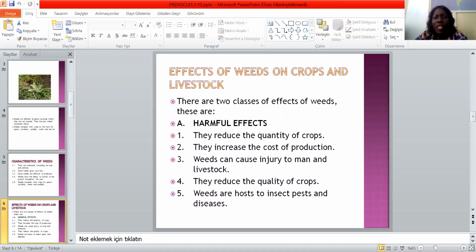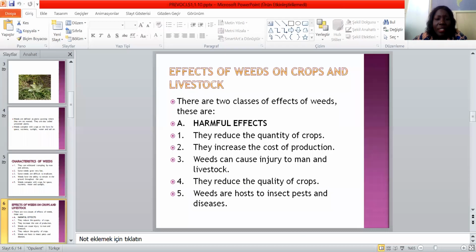Four, they reduce the quality of crops. Since weeds compete with our crops for sunlight, they compete with our crops for soil nutrients, the quality of our crops will be reduced because the soil nutrients, for example, in your soil might not be enough for the weeds and the original crops. And because weeds are fast growing plants, they take more before your crops. Thereby, they reduce the quality of crops the farmer will harvest at the end of the season.